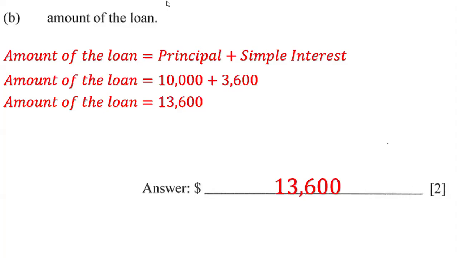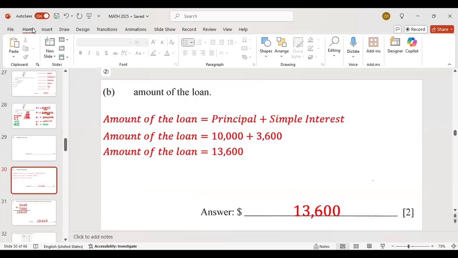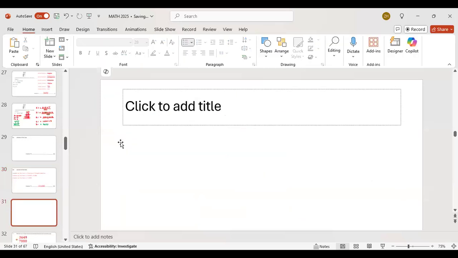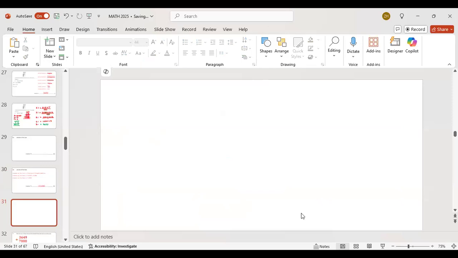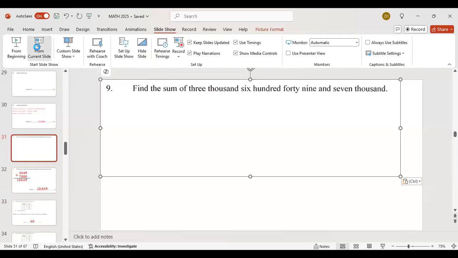Okay, good. This next one is very easy. I don't think we need to spend much time on this one. It says that they want us to find the sum of 6,049 and 7,000. So it's a pretty easy question. Okay, so let's go ahead and do this one. Number 9.